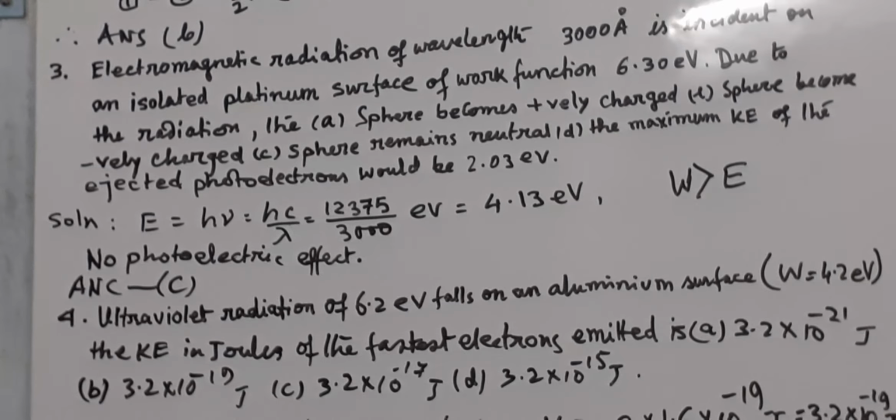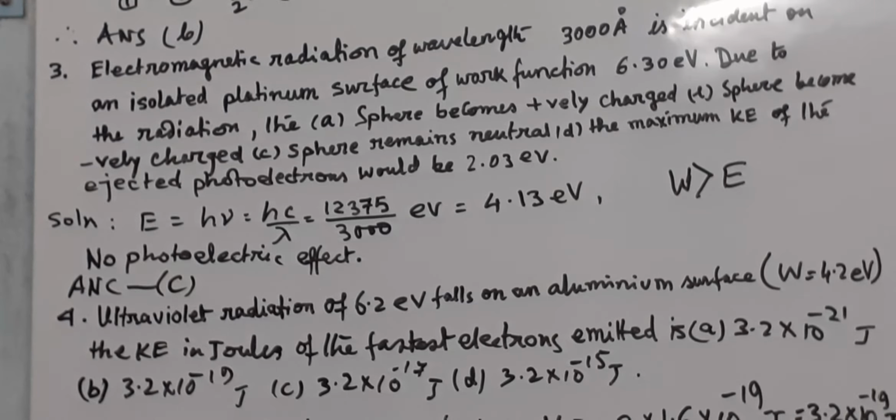Now question number 3. Electromagnetic radiation of wavelength 3000 angstrom is incident on an isolated platinum surface of work function 6.3 electron volt. Due to the radiation, there are choices. Of course, we have to see the possible choice.